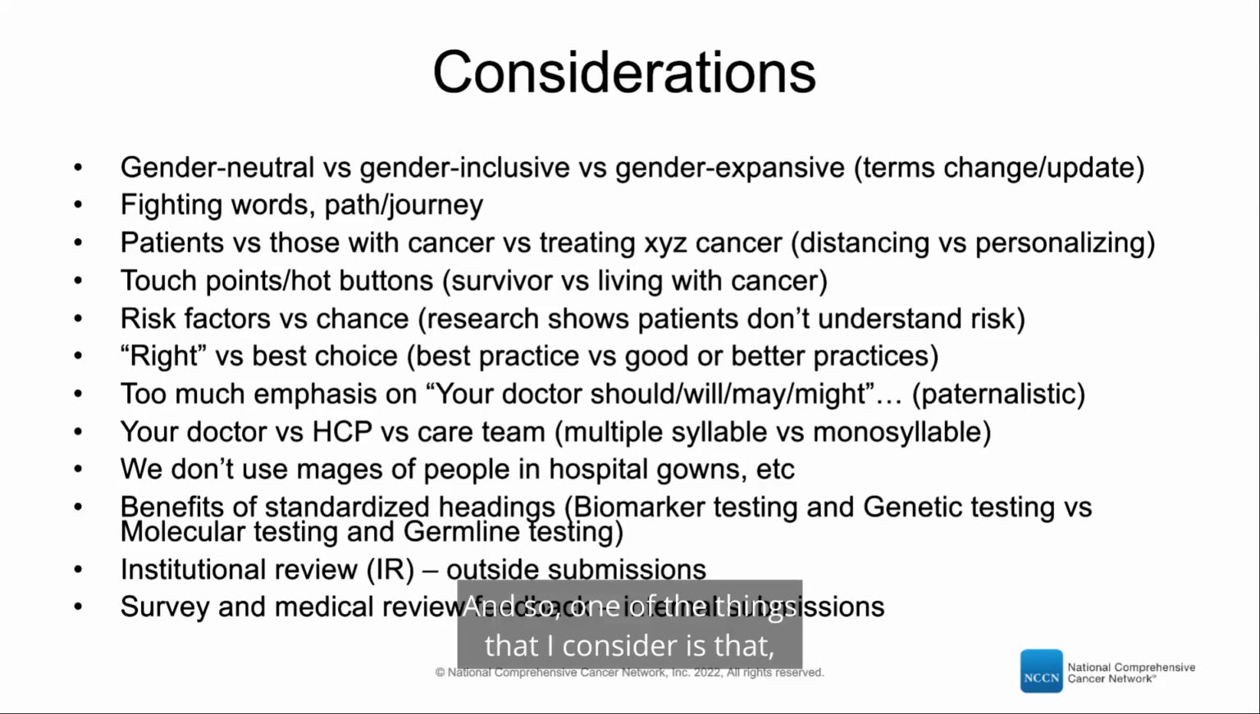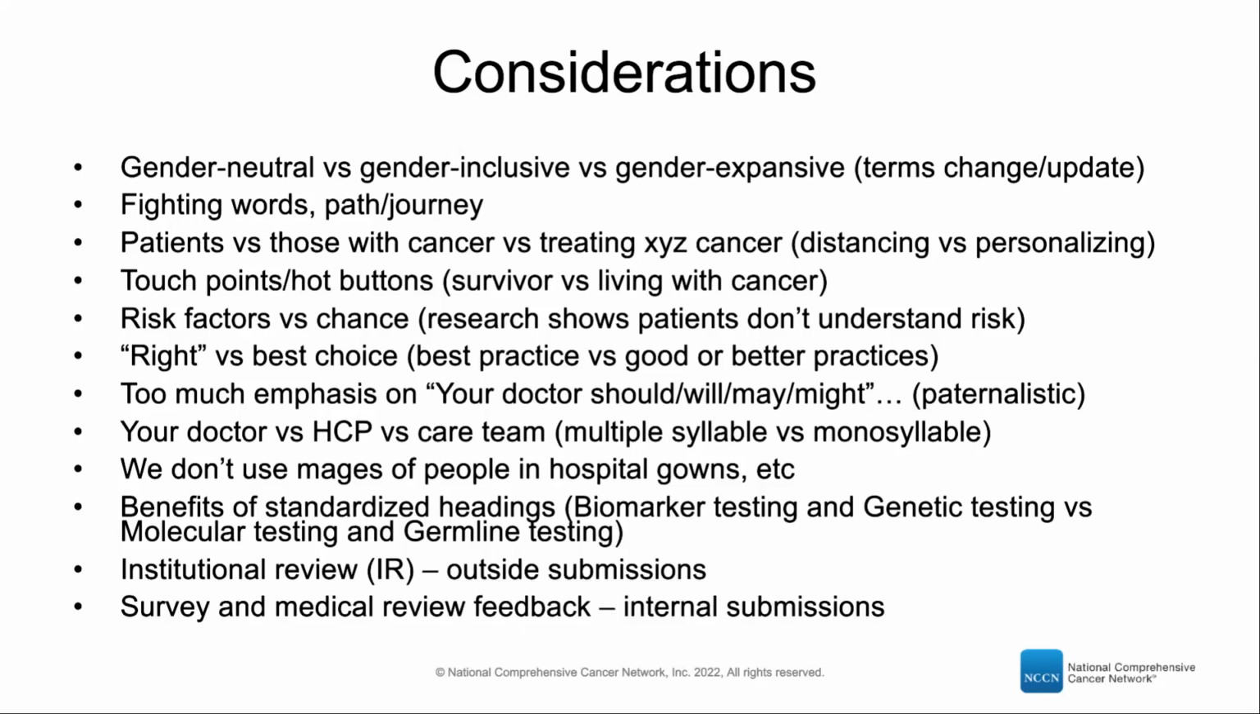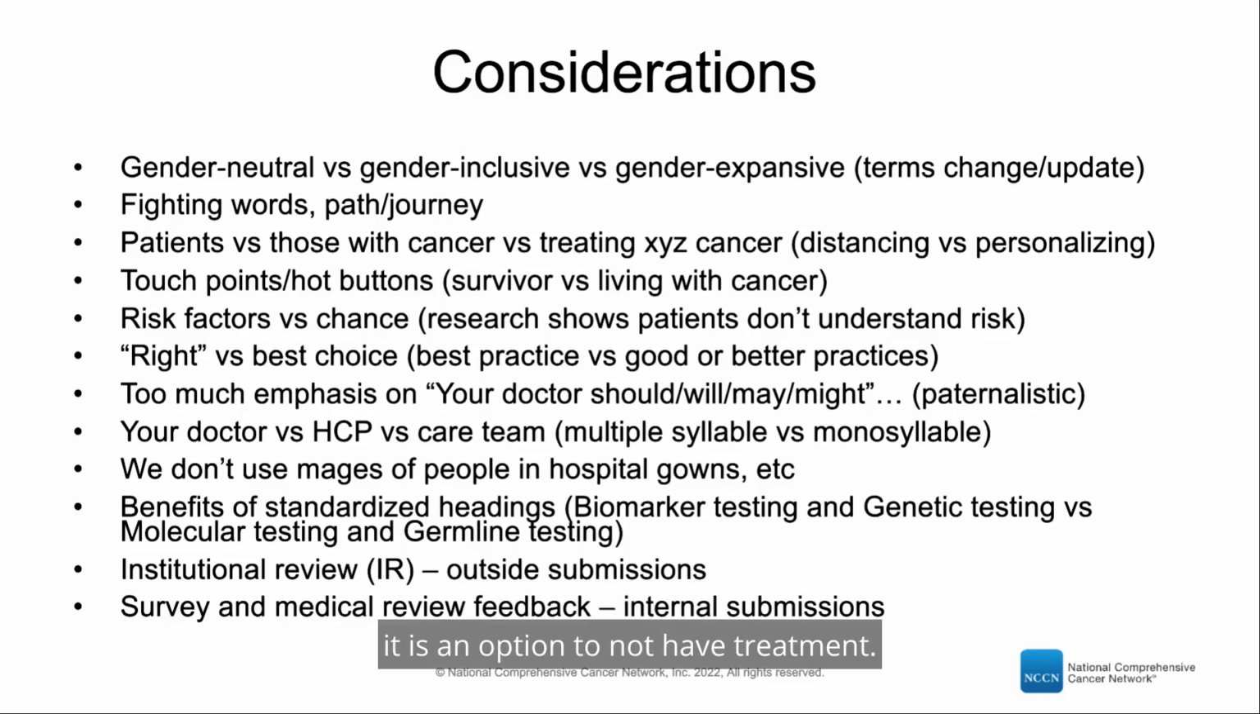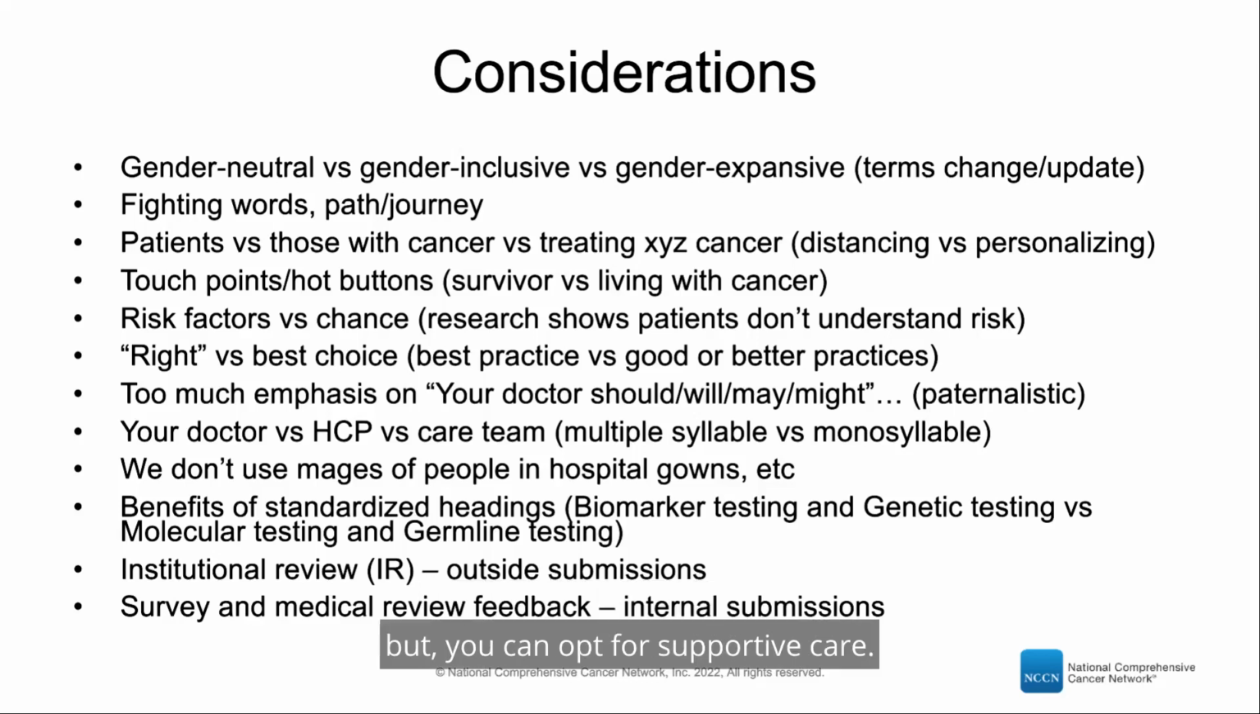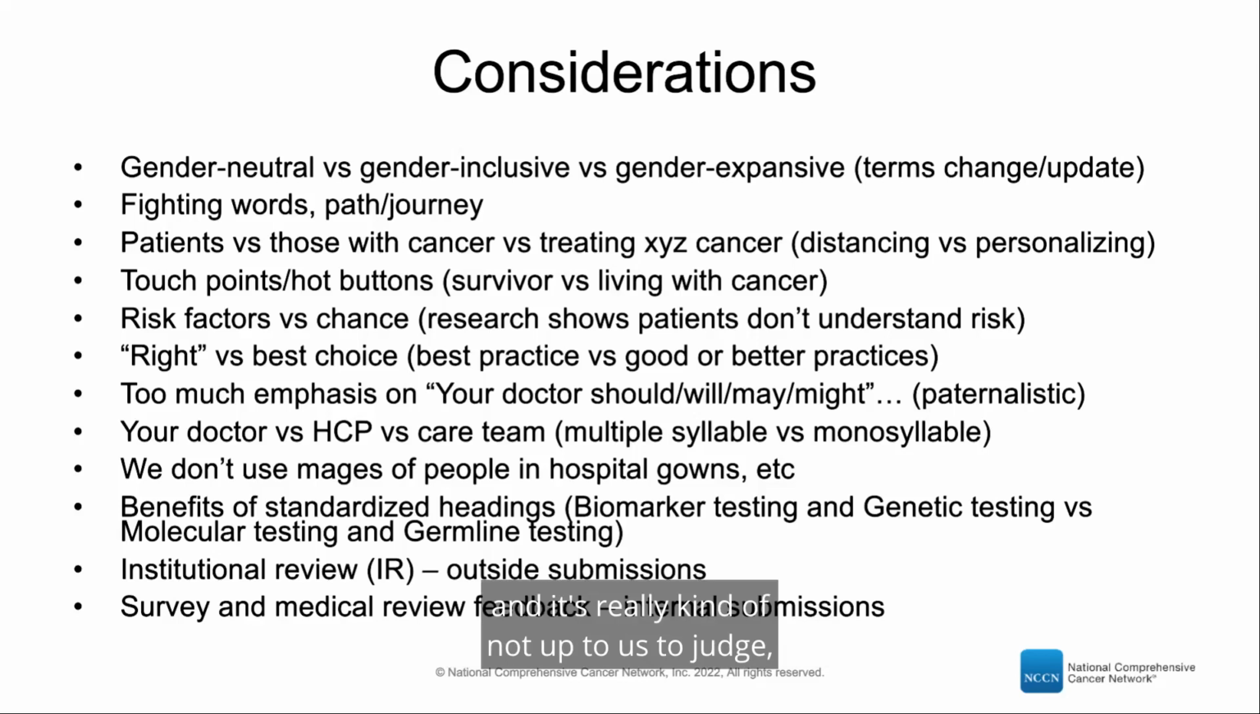One of the things that I consider is that it is an option to not have treatment. So I make sure that readers in the patient guidelines are aware that you can opt for supportive care. There are many reasons why someone might not want treatment, and it's really not up to us to judge, just to make sure that people have the information about financial aspects, how to pay for medicine, and how to make decisions.